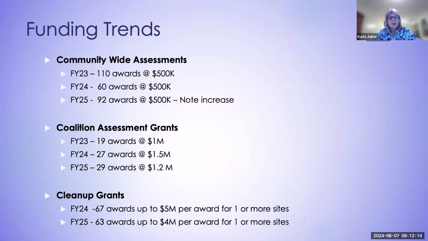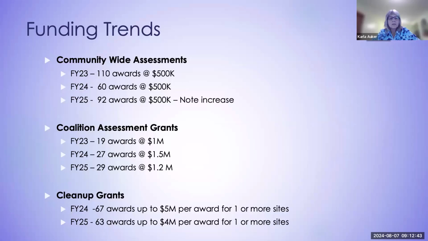Then last year, for this year, and you'll see on my next slide when I talk about the success rates for these grants, we had loads of community-wide assessment grants. So this year we are going to give out more community-wide assessment grants. We're still going to focus on coalition assessment grants, but there's going to be a lower amount for the grant. So as you can see, this year we've got to focus on community-wide assessment grants.